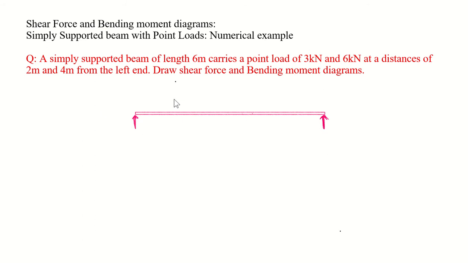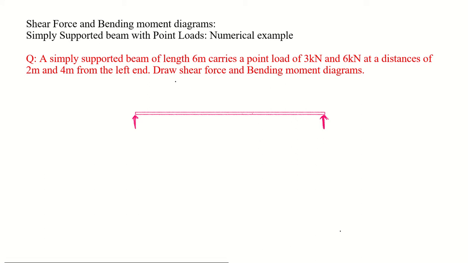In this video, let us see a numerical example for force and bending moment diagrams for a simply supported beam which is carrying point loads. So let us see the question directly. A simply supported beam of length 6 meter carries point loads of 3 kilonewton and 6 kilonewton at distances of 2 meter and 4 meter from the left end. Draw shear force and bending moment diagrams.